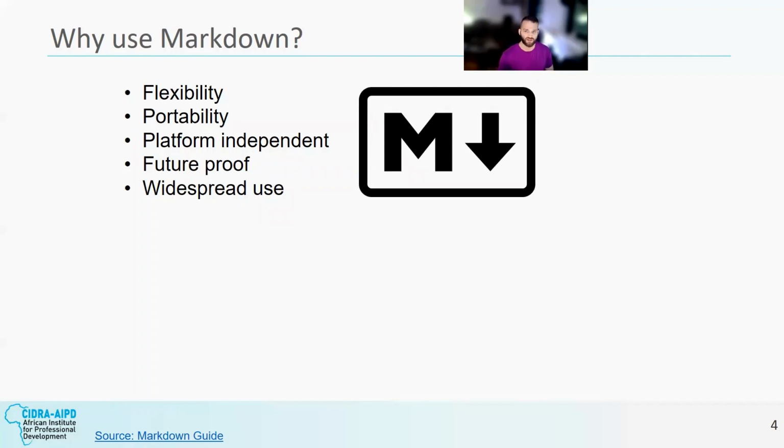Another nice option is that it's future-proof. For example, if you ever need to look at a very old Markdown document, all you have to do is open it up in a text editor and all the text will be right there as usual. Finally, widespread use. It's very common in data science. It's common on websites like Reddit, for example. So it's just a very powerful yet very simple way to create nice looking documents.